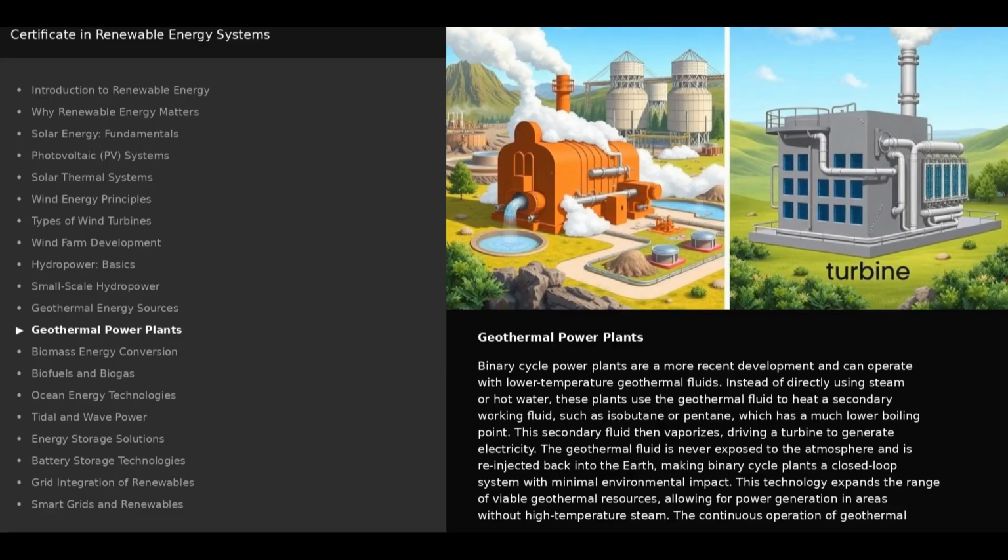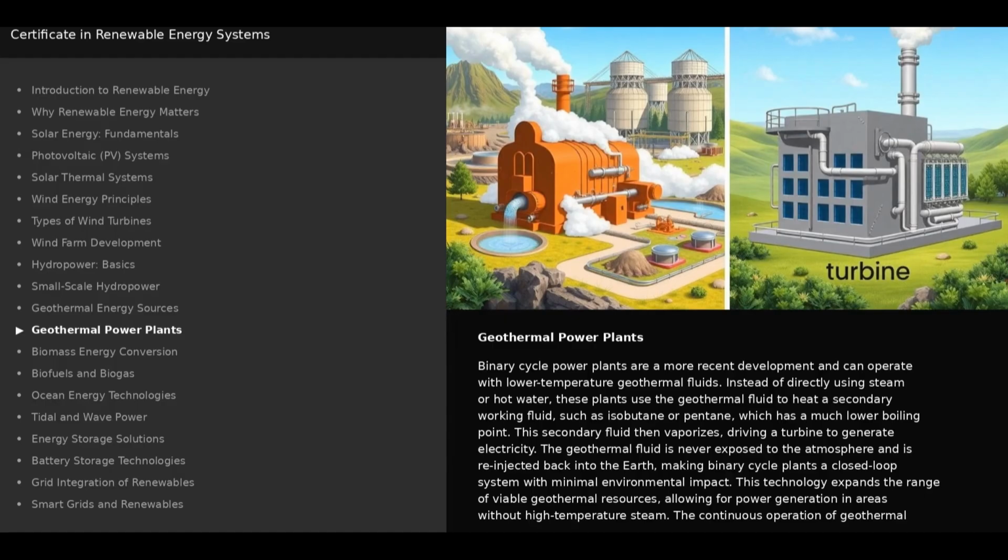Binary cycle power plants are a more recent development and can operate with lower temperature geothermal fluids. Instead of directly using steam or hot water, these plants use the geothermal fluid to heat a secondary working fluid, such as isobutane or pentane, which has a much lower boiling point. This secondary fluid then vaporizes, driving a turbine to generate electricity.